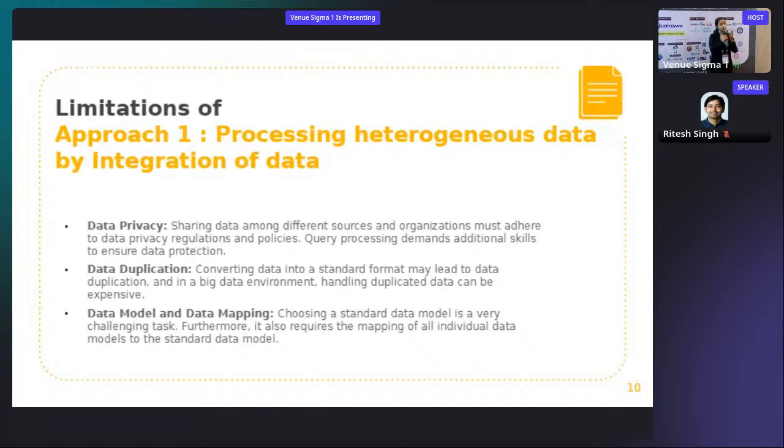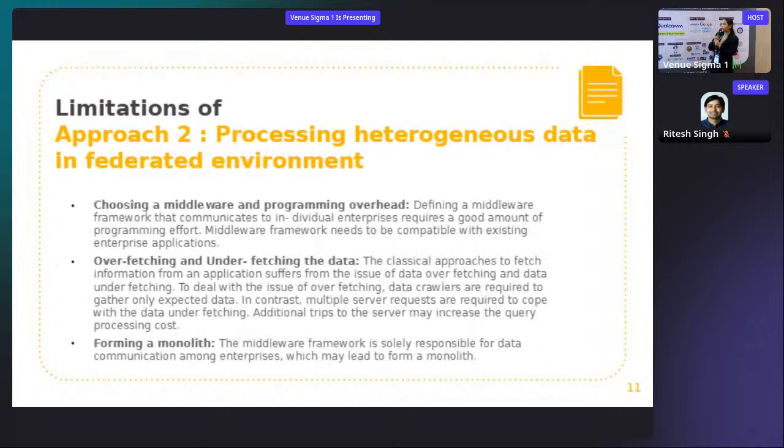This leads us to throw some more light on the other approach. When we process data in a federated environment, we are keeping data as it is, but we are making the query processing or data access more intelligent. This is possible by having a middleware which will facilitate the access to individual data sources. Choosing a middleware, programming it, and providing one-to-one mapping with the existing data sources is a challenging task.